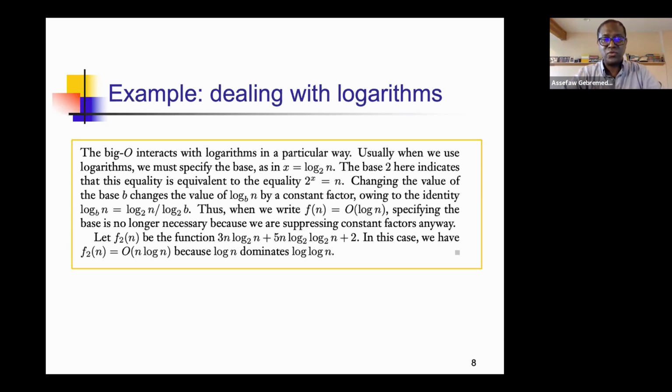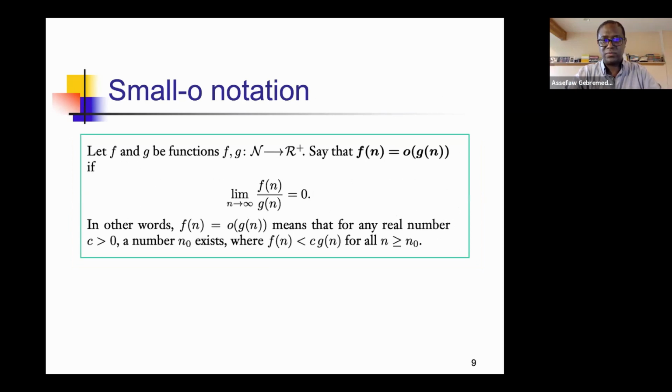So this f2 is another example, the little yellow box that you see, which has 3n log n to the base 2 plus 5n log n and so on. The bigger term in this case is the first one, the one that involves n and log n to the base 2. Because we don't care about the base, when we write it in big O notation, we just write f2 of n is equal to order of n log n. So dealing with logarithms in big O notation is a lot of simplification. We don't even need to worry about what base is used.